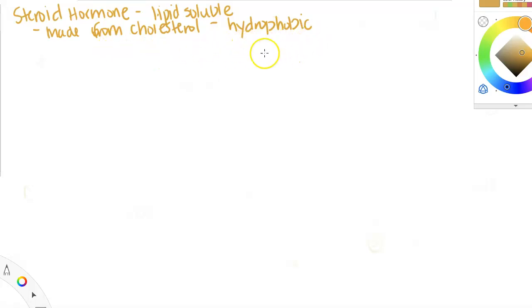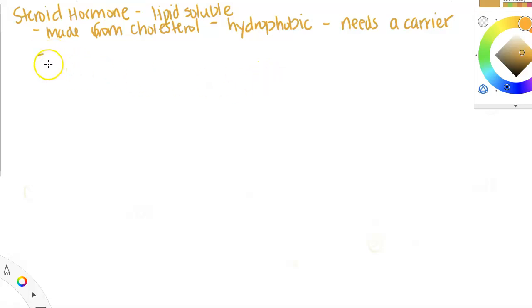Because of that, blood is mostly water. So if a hormone has to travel through the blood, a lipid-soluble steroid hormone is going to have trouble doing that. So a steroid hormone is going to have a carrier. Needs a carrier.